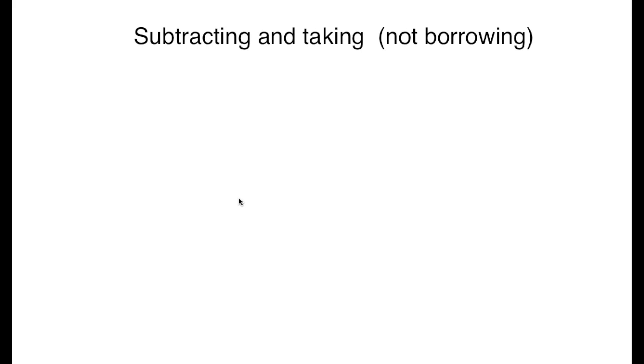Okay, we're going to be subtracting a number from another number and learning how we take instead of borrow. I say we take because when you borrow something, you give it back. But we're not giving it back. So we're taking it, essentially.